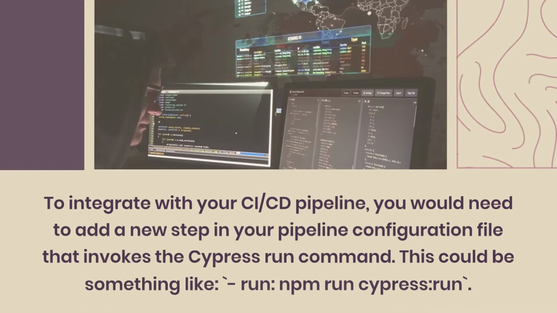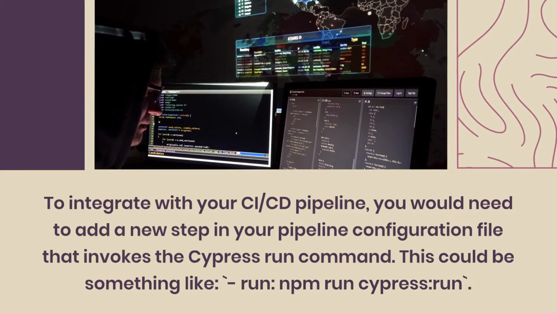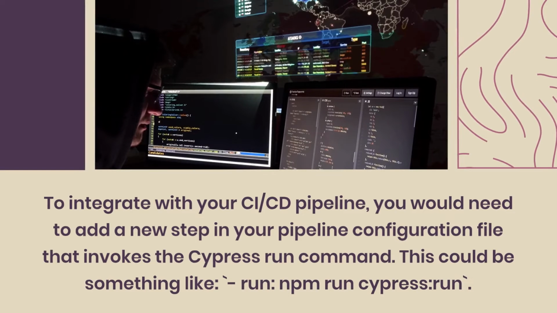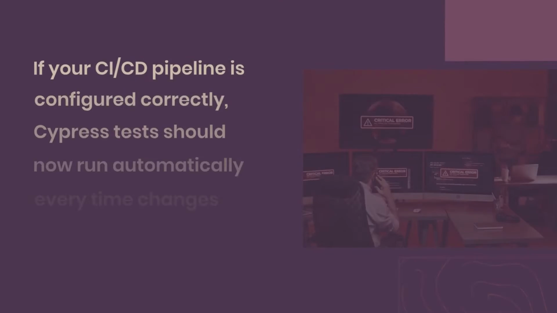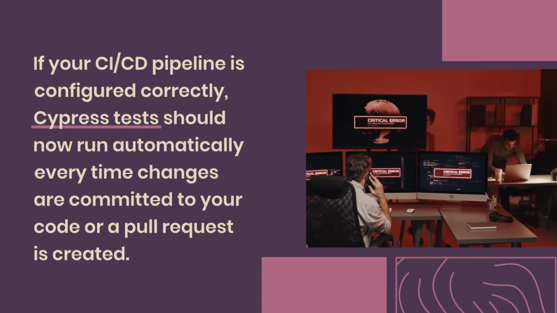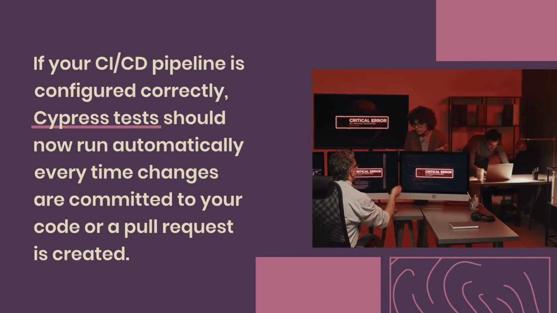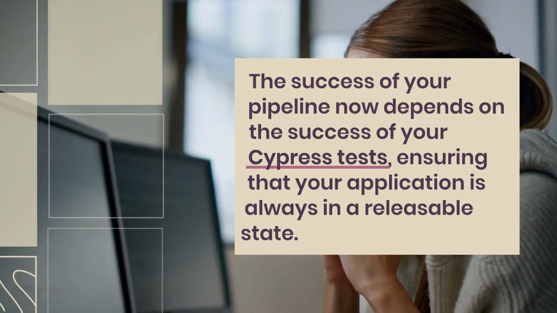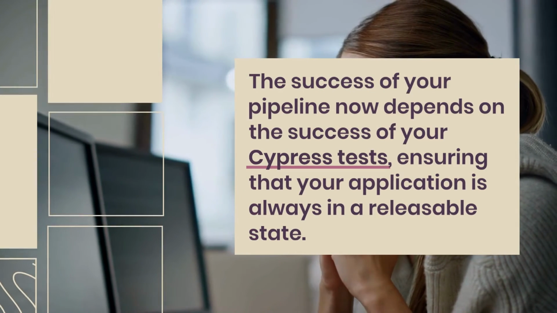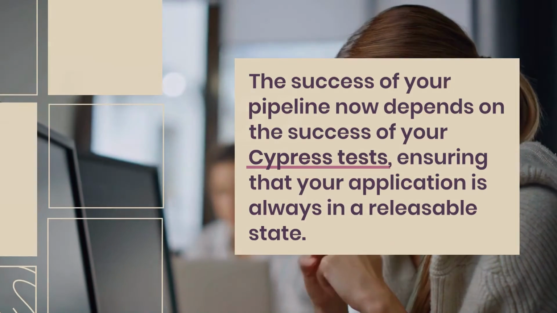To integrate with your CI/CD pipeline, you would need to add a new step in your pipeline configuration file that invokes the Cypress run command. This could be something like: run npm run cypress run. If your CI/CD pipeline is configured correctly, Cypress tests should now run automatically every time changes are committed to your code or a pull request is created. The success of your pipeline now depends on the success of your Cypress tests, ensuring that your application is always in a releasable state.